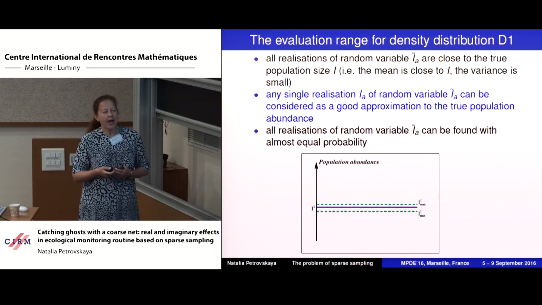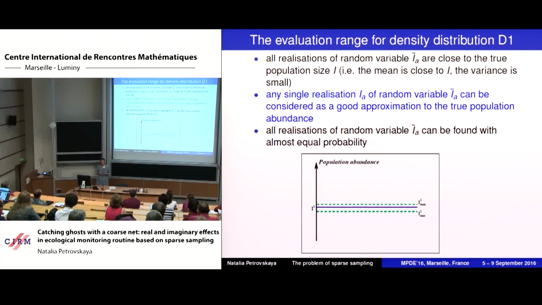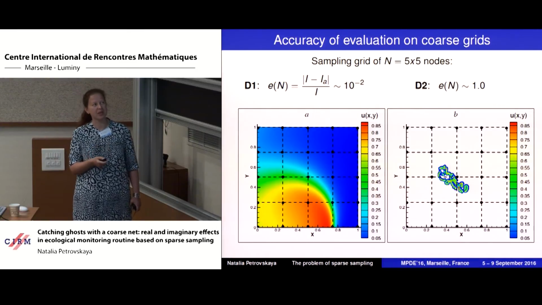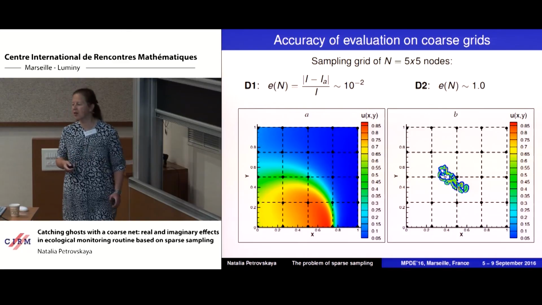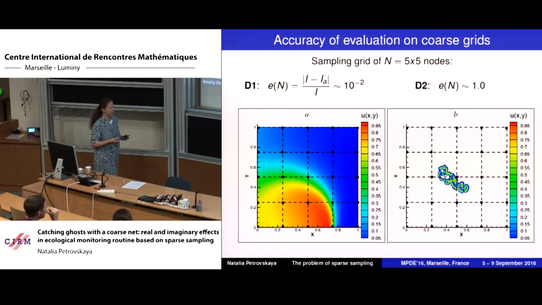And another statement, which does not sound quite mathematical, but we can provide a more strict mathematical formulation, is: we have all realizations of this random variable with almost equal probability. So crudely speaking, that means we go to the field, and wherever we install our grid, we will still be accurate. So we will have an accurate evaluation.